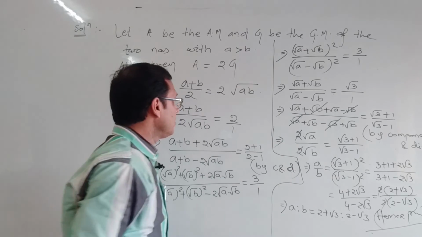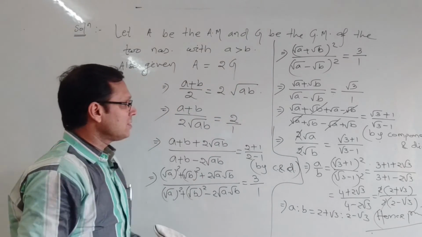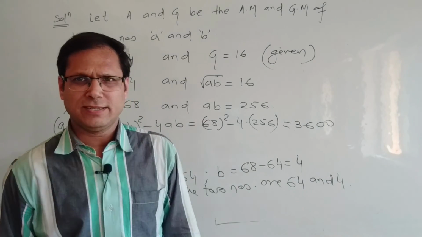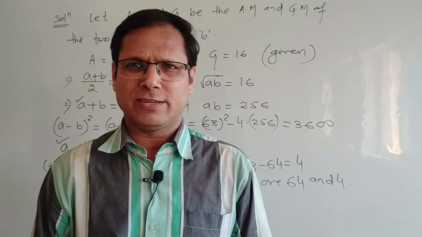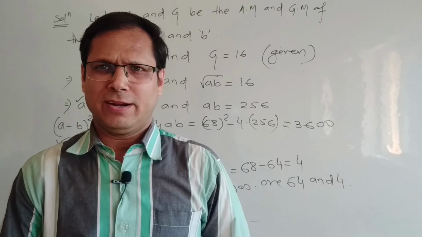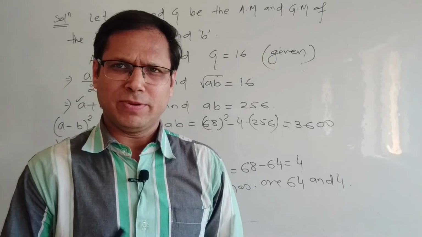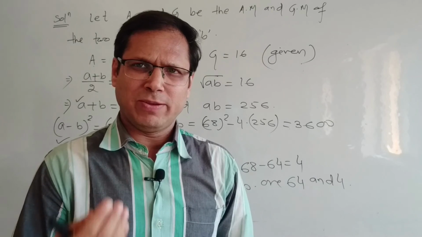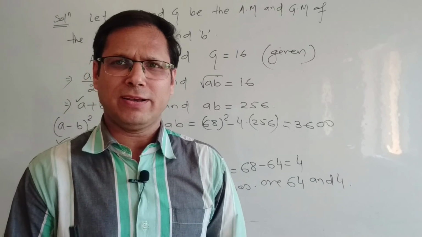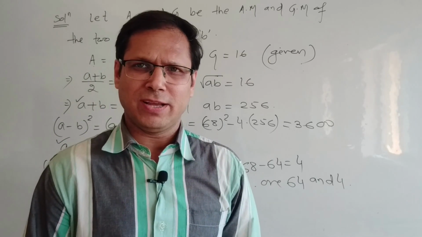So in this way you can do all this problem. So that's all for today's session. In the next episode we will discuss harmonic progression and what is the relation between arithmetic mean, geometric mean and harmonic mean. So we will do all the problems related with AM, GM and HM. So until then, goodbye. Thank you.